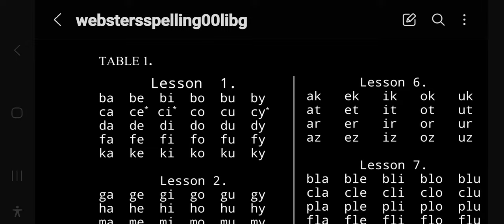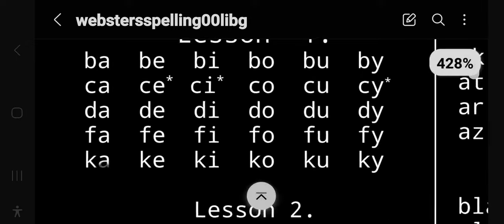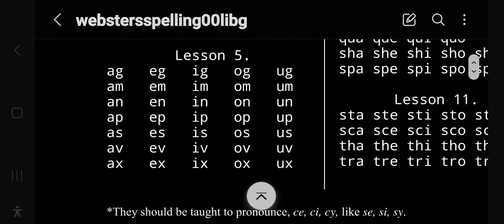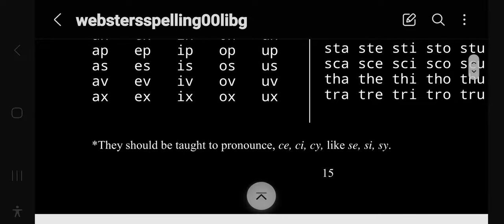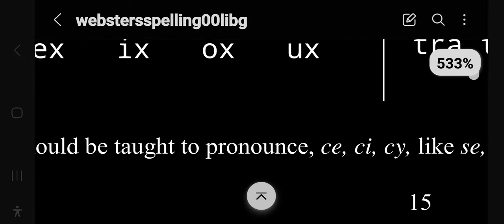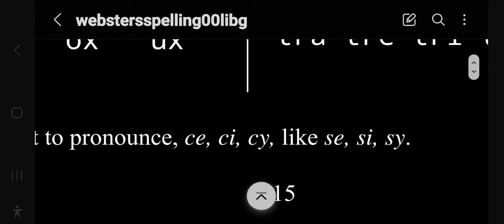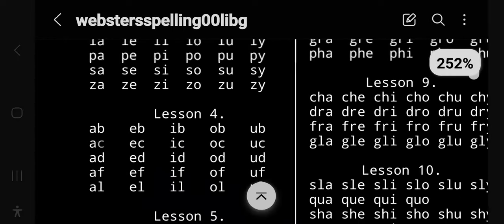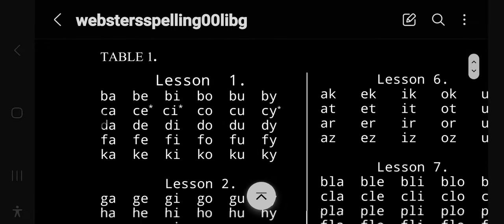Ka. What does the asterisk mean? I gotta figure out what the asterisk means. They should be taught to be pronounced like se, sai, sai, I think. And I'm only on lesson one, and I can't get past the second line. Ka, sa, se, sai, ko, ku, sai, I think.